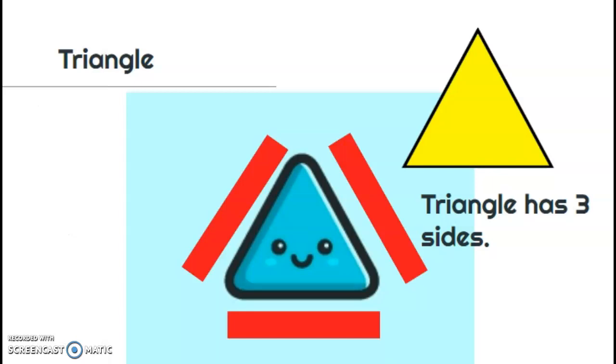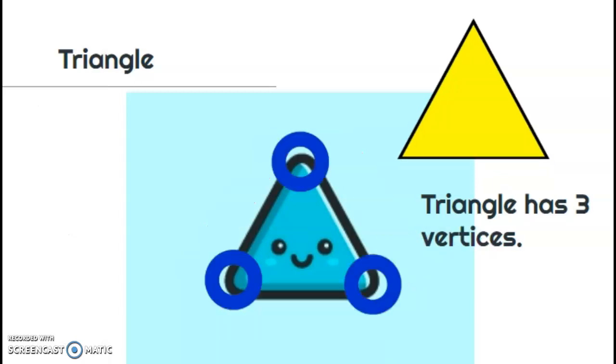Now let's look at the vertices, and remember another word for vertice is corner. A vertice is where two straight lines meet. So here we have 1, 2, 3.